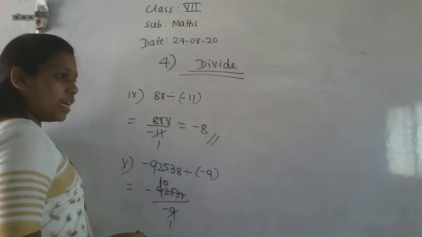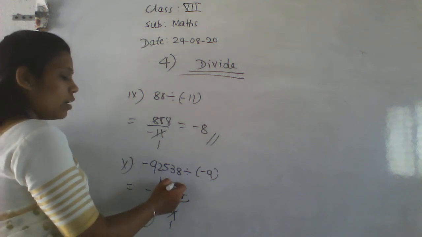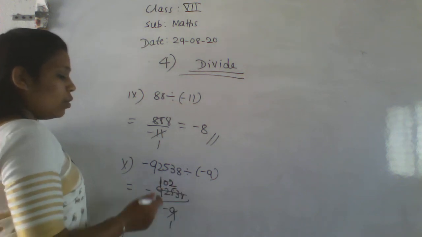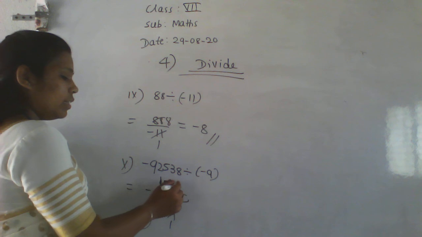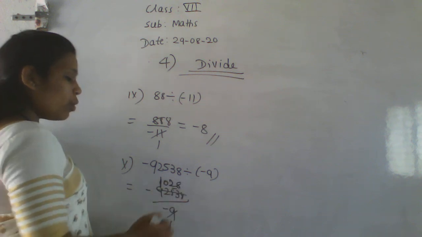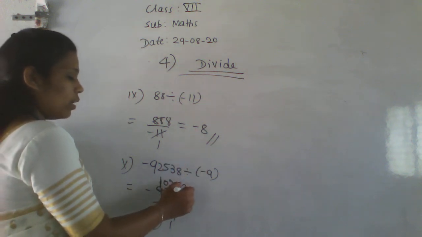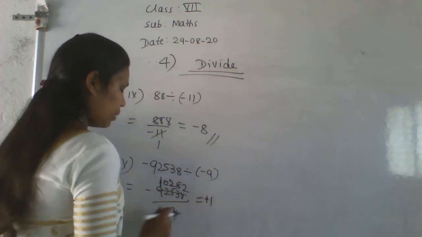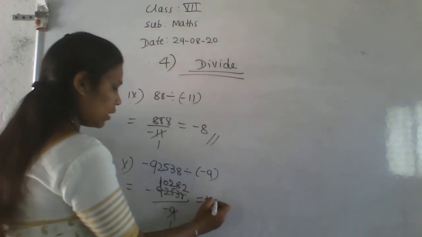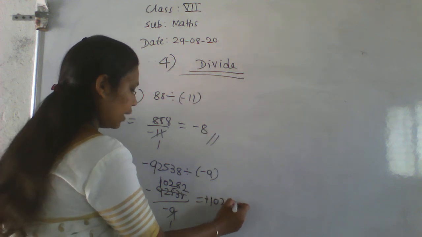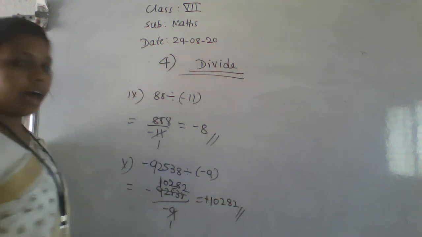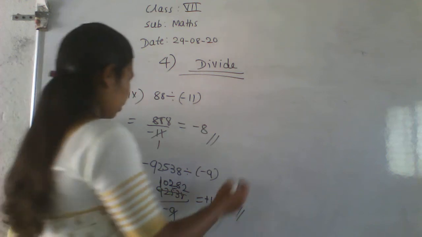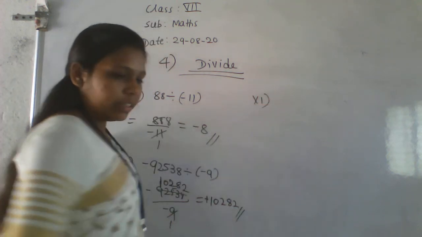Next 9 2s are 18, 9 3s are 27. You can't take that. 9 2s are 18. So 7, we are left with the 73, which means 9 into 72. That is 1 carry. So that is 9 2s are 18. So you will get a plus because here also minus, here also minus. That is 10282. So this is the answer. Okay. So next we do the 11th one.